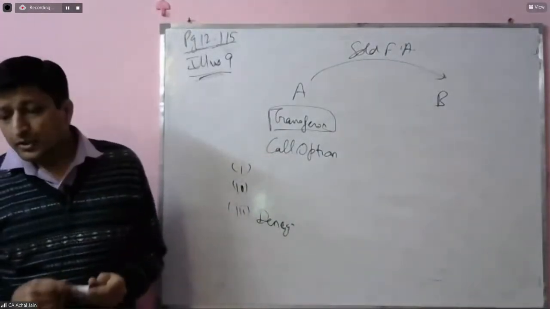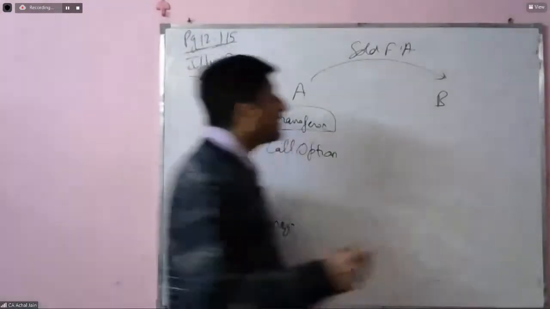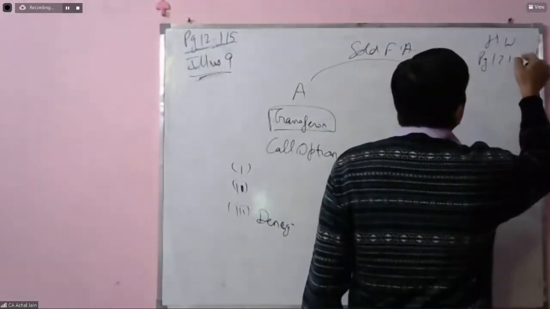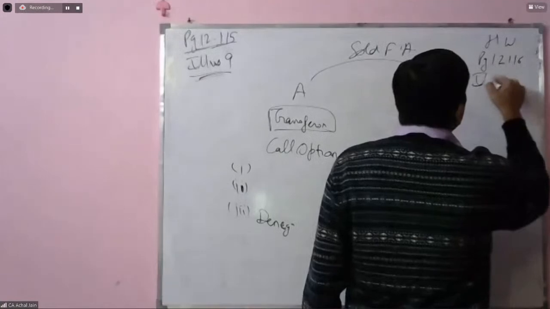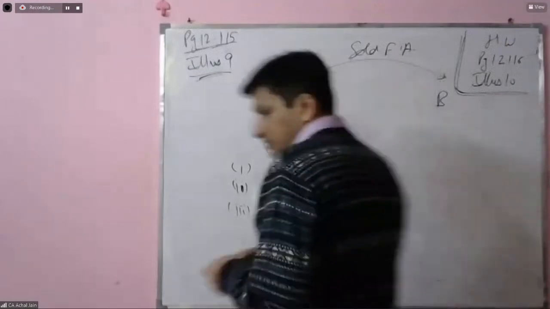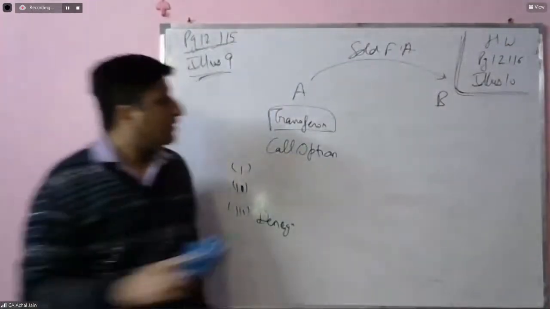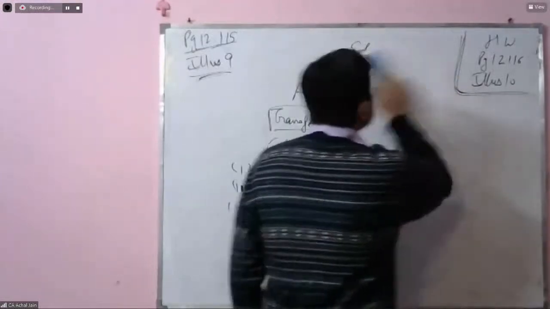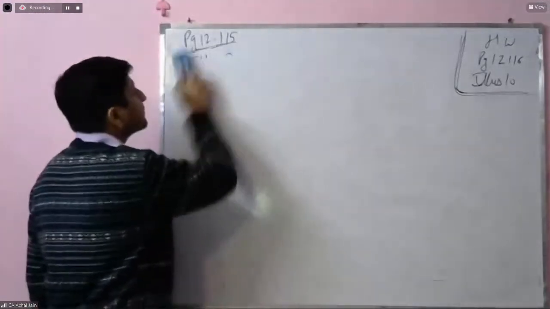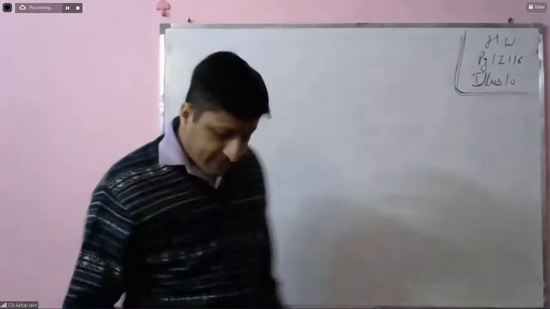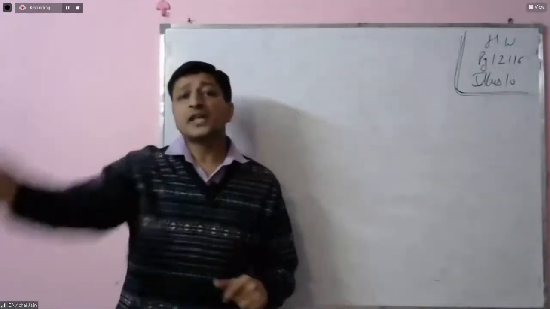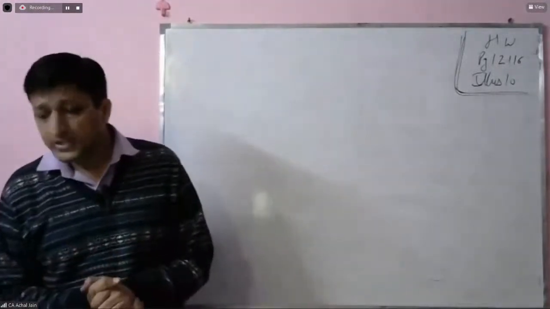I would suggest you to attempt illustration number 10 along with the other two illustrations which I have given you as homework. All of you should practice this, because now we are moving towards conclusion in terms of derecognition also. Very soon we'll be done with derecognition. So now we are reaching towards the end of major part of the financial instruments.